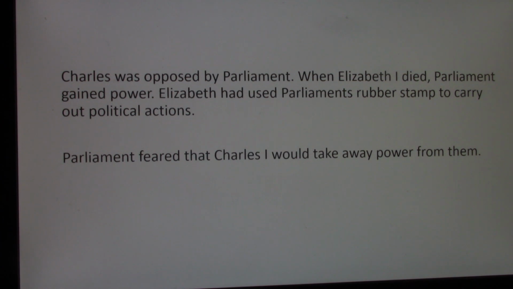Charles was opposed in Parliament. When Elizabeth I died, Parliament had gained power. Now, Elizabeth had used Parliament as a rubber stamp to carry out her wishes, but now Parliament believed that it could use the Stuarts as a rubber stamp for their ideas. Charles I was not wanting to give away power to Parliament.